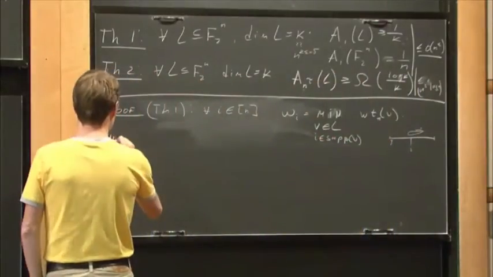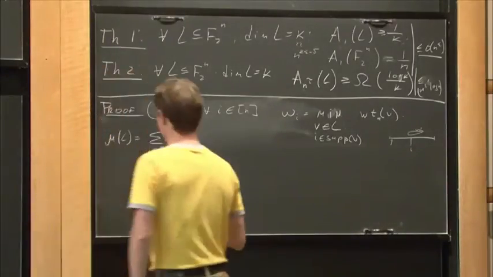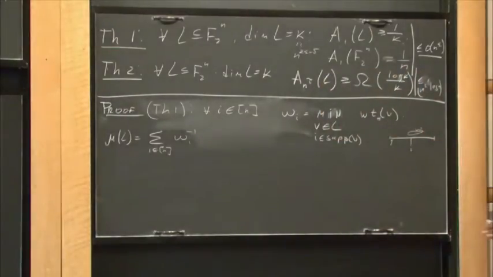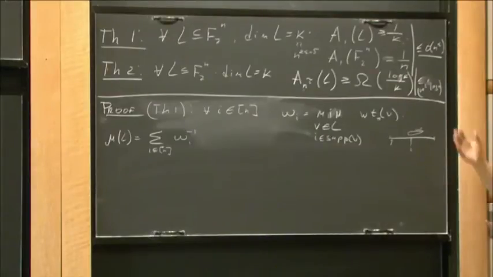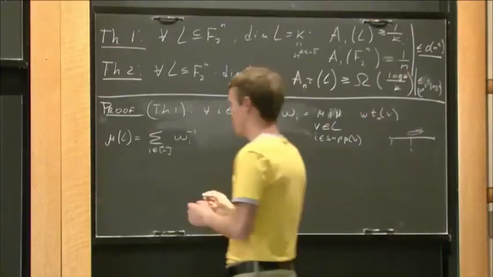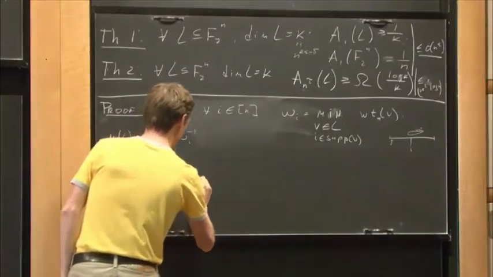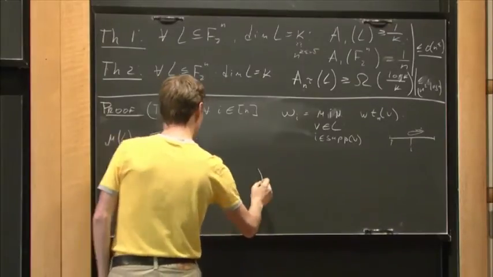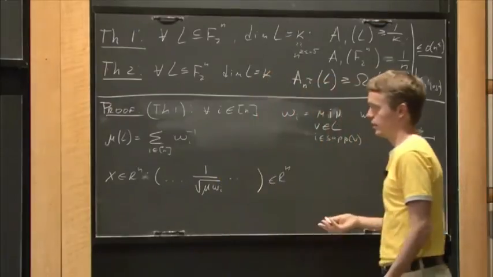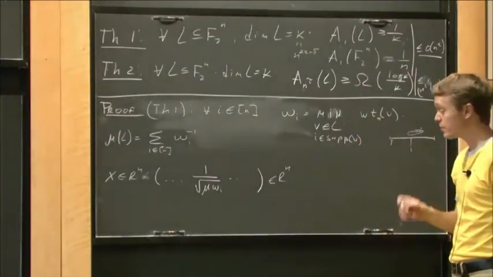Then I define the following measure, mu of L. It's the sum over i in n of W sub i inverse. So it's some characteristic of a linear space. I sum over all coordinates the inverses of these W sub i's. And now I'll just guess. I need to guess a good one-dimensional approximation for my linear space L after the embedding. So I would take a vector x in R^n that looks like the following: in coordinate i, I put 1 over square root of mu W sub i. So this is a vector in R^n.